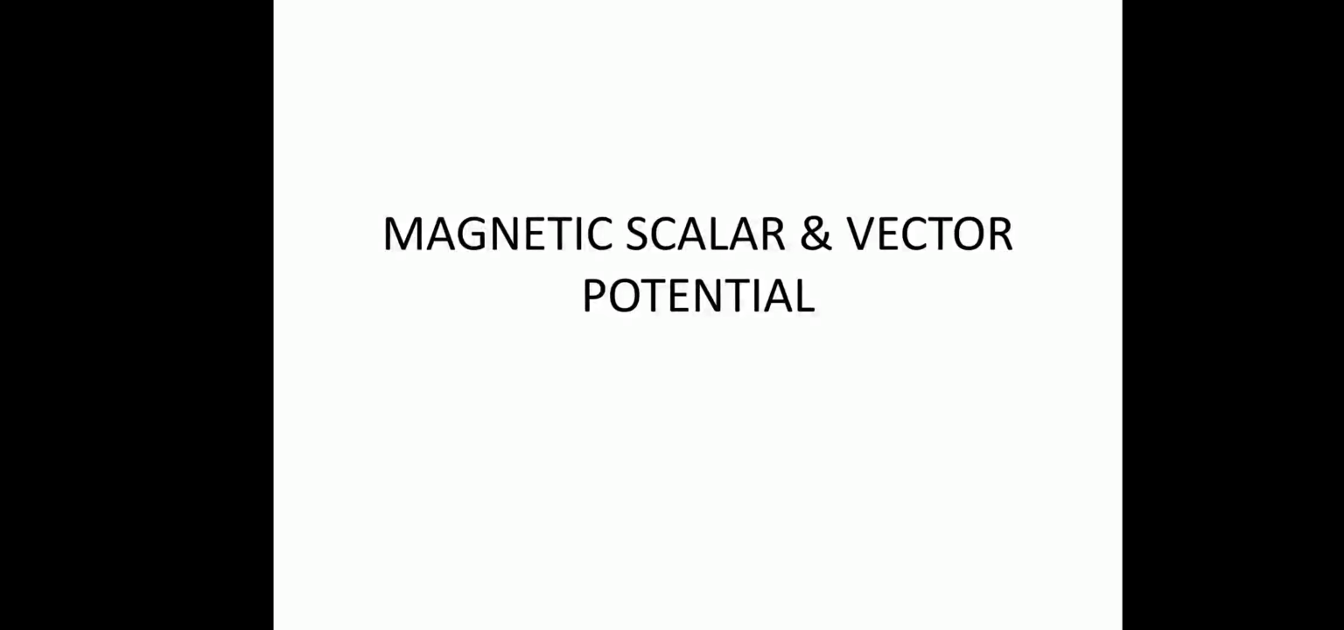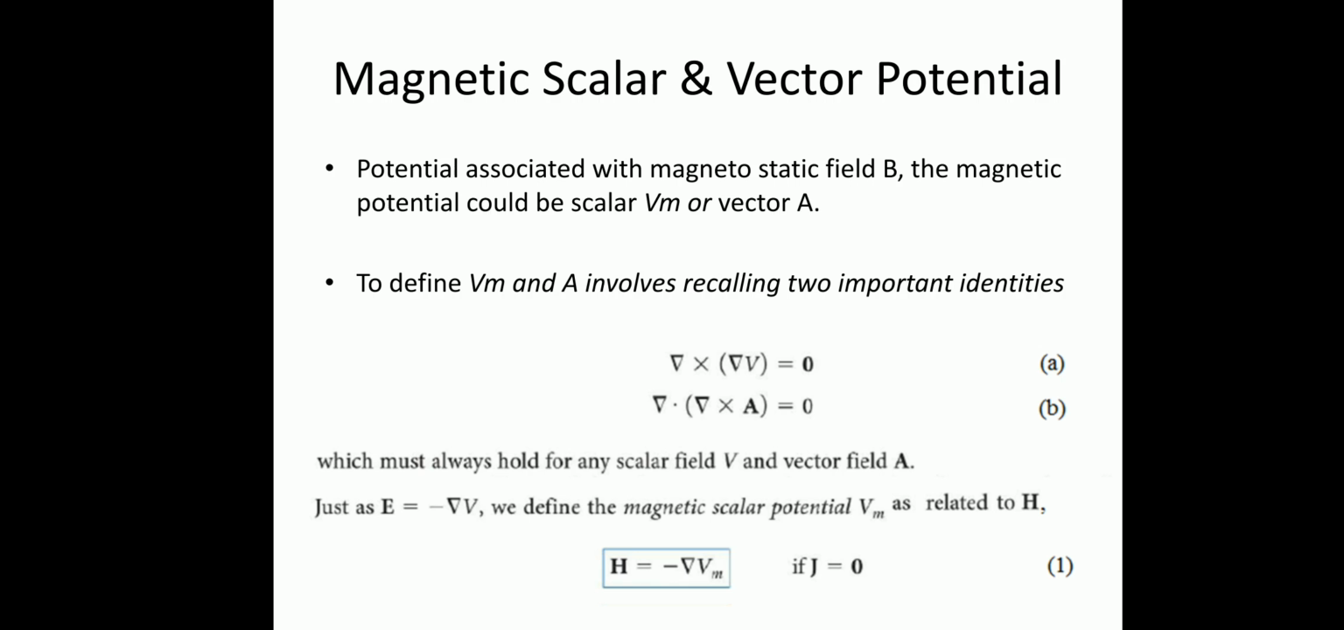Hi all, in this video we are going to study what is magnetic scalar and vector potential. In electric fields we studied electric potential, and it is a scalar quantity. In the magnetic field we have scalar potential as well as vector potential. So now we can define what is magnetic scalar and vector potential.